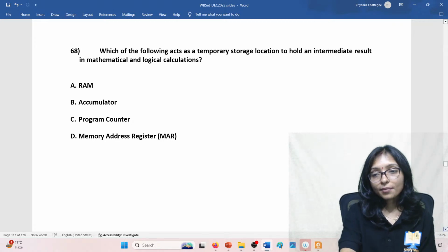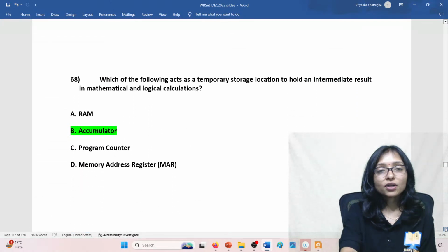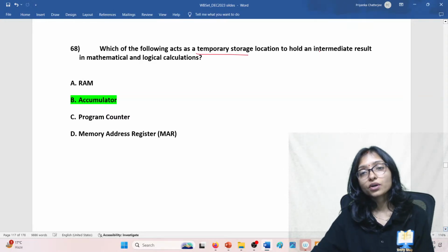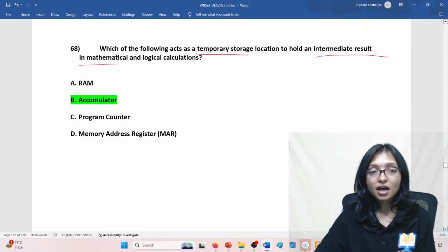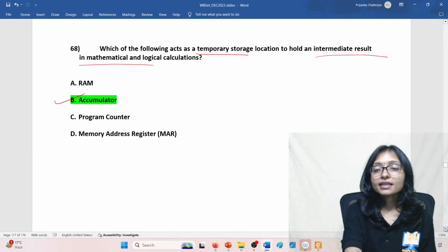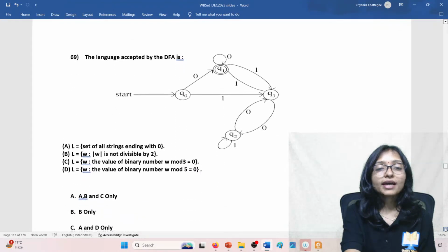The answers are coming. Very good, you are giving answers quickly. Which of the following acts as temporary storage? It is a temporary storage location that holds the immediate result. That is the accumulator. Always we take the result in the accumulator. Very, very good.